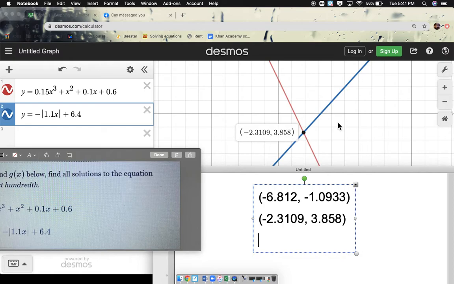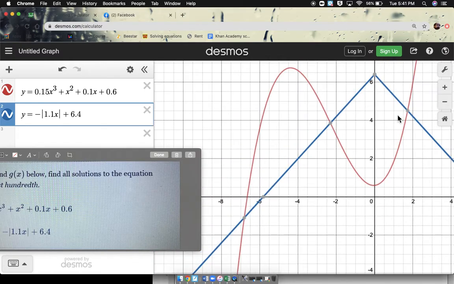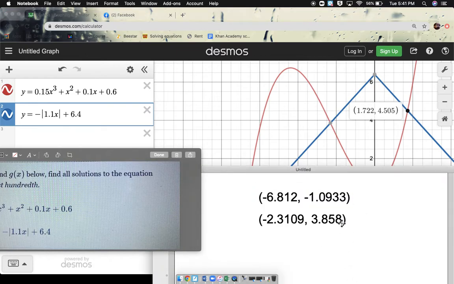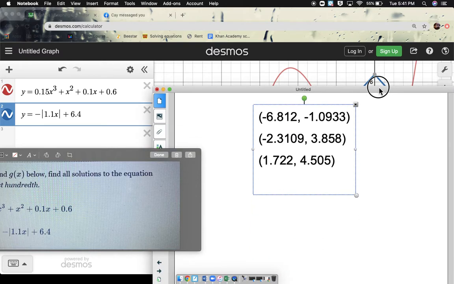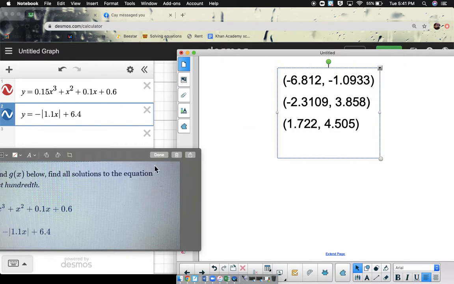And we got to go ahead and get that last one. So I'll zoom back out. I find that other point of intersection and write that down. So we've got 1.722 and 4.505. So now at this point, I'm going to go ahead and compare this back to the question.